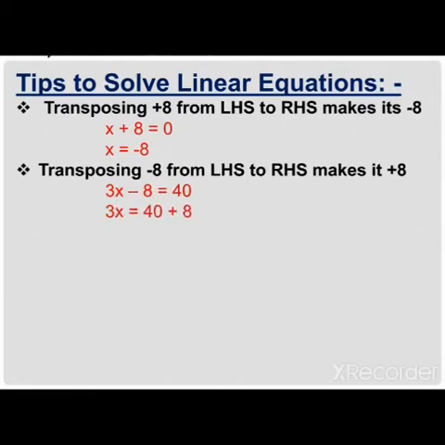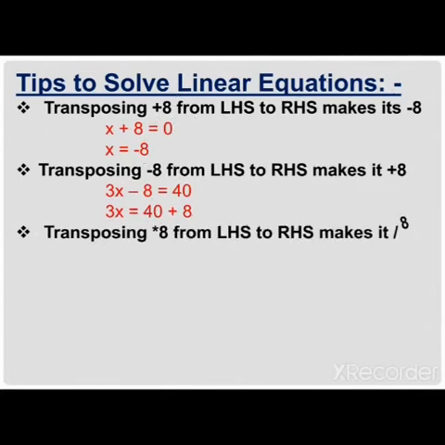Third tip is transposing multiply by 8 from left hand side to right hand side makes it divide by 8. Let us understand. 8 multiply x equal to 44. Now here 8 is multiplied with the variable, and we have to transfer it to the right hand side. It means x equal to 44 divided by 8.